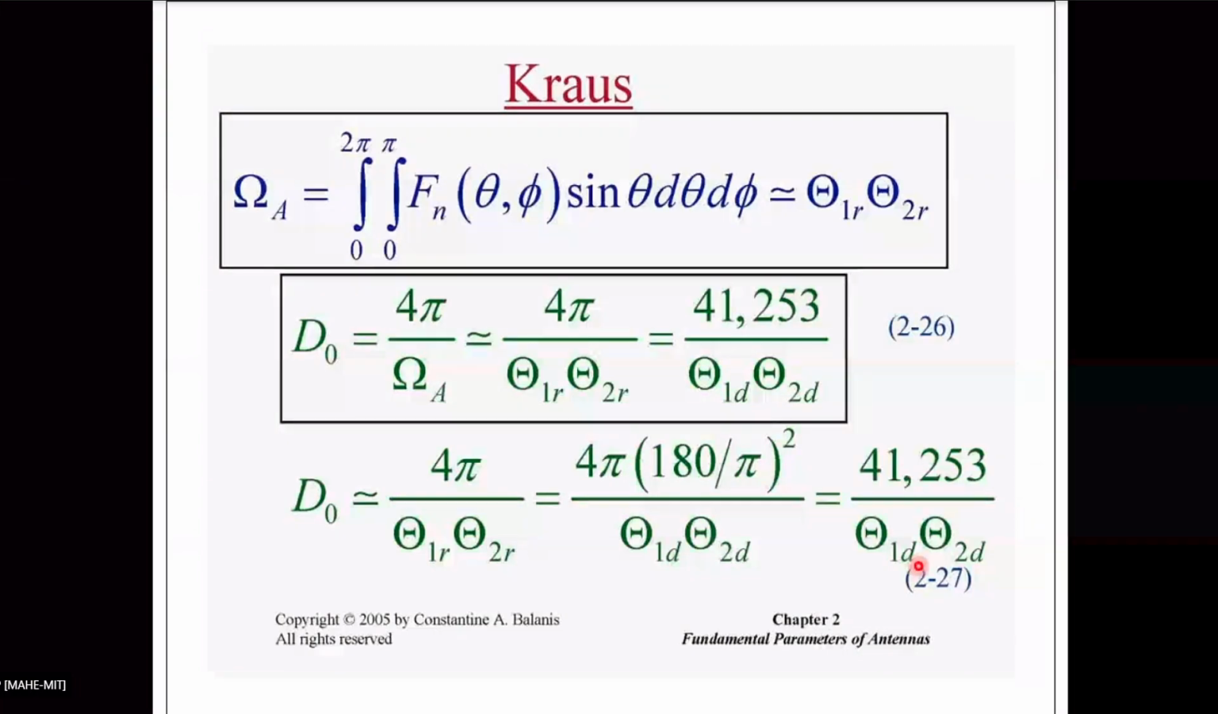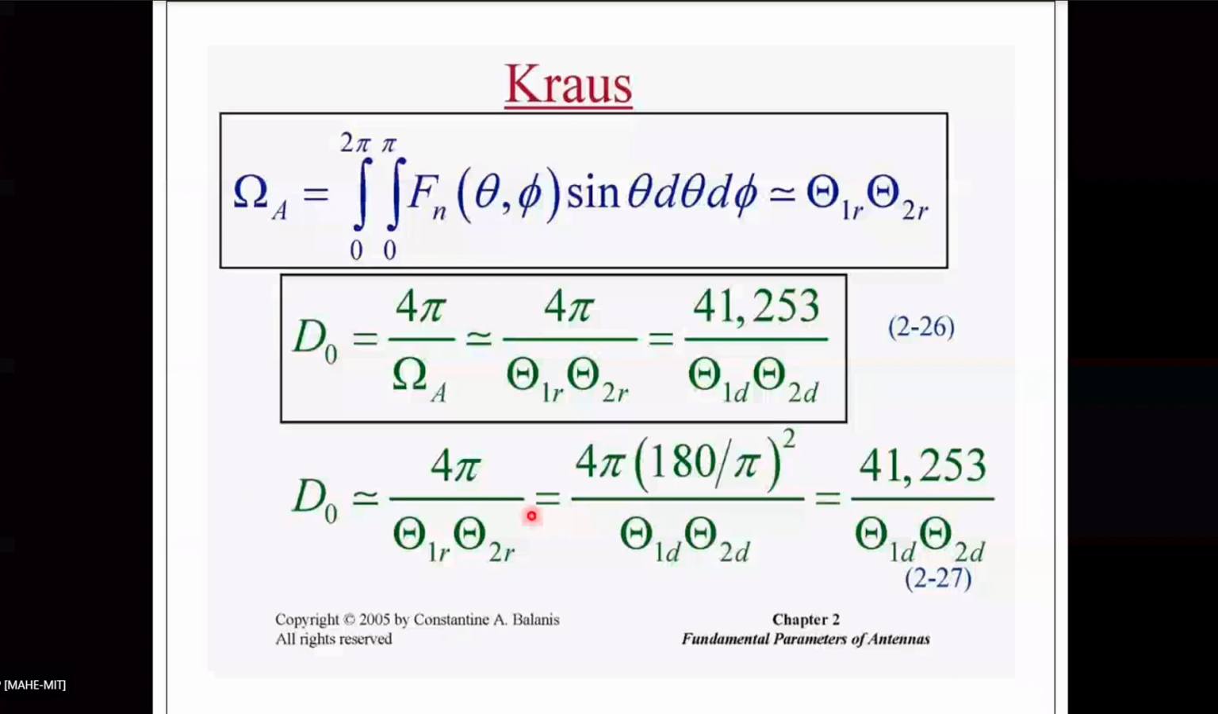41,253 by theta 1 in degrees, theta 2. Any questions on this? Now this formula is called the cross formula. This is the exact expression for directivity, the exact formula. This is the approximate formula, and it is called the cross formula.